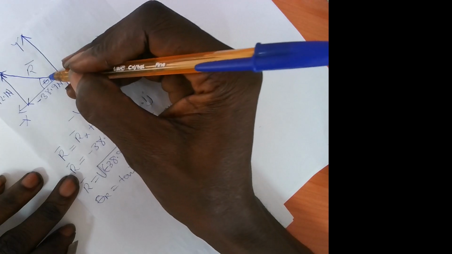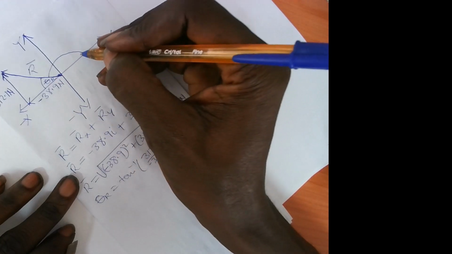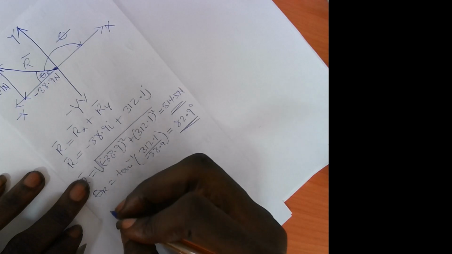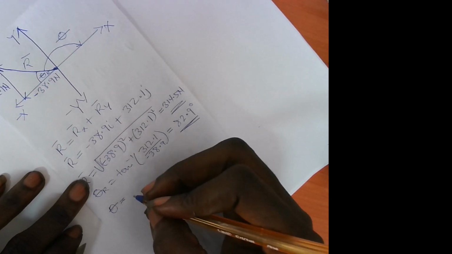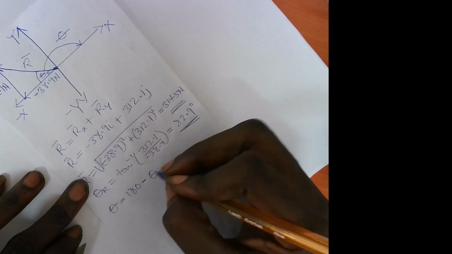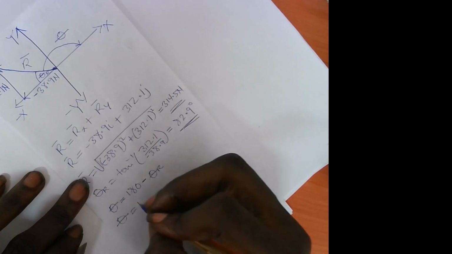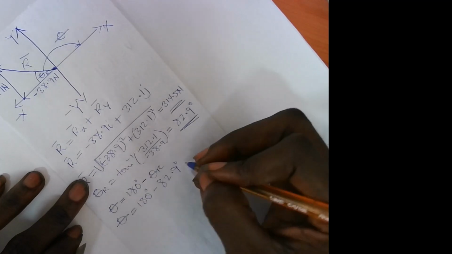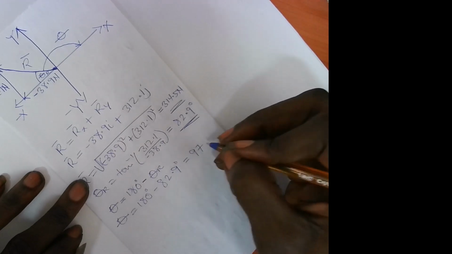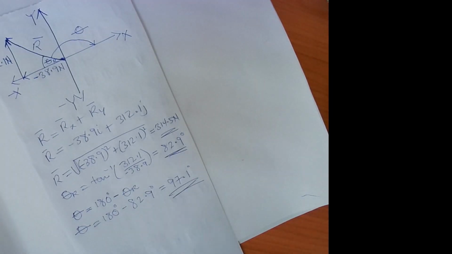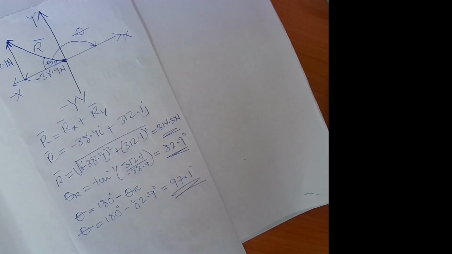But I told you that always you must find the angle that it makes with the positive x-axis. That means that I must find this angle. I'll call it theta. So now theta is going to be 180 degrees minus theta R. So theta is going to be 180 degrees minus 82.9 degrees, which is going to be 97.1 degrees. So now we've been able to completely solve this question by finding the resultant vector and then the angle it makes with the positive x-axis.